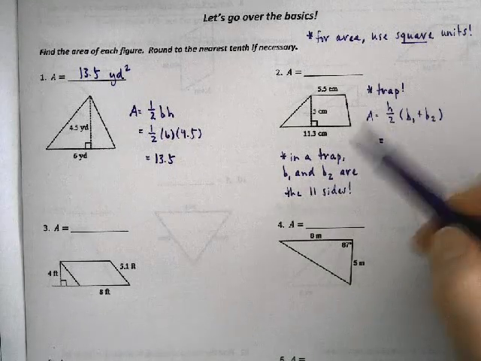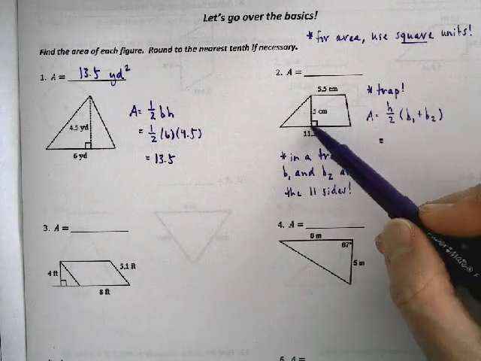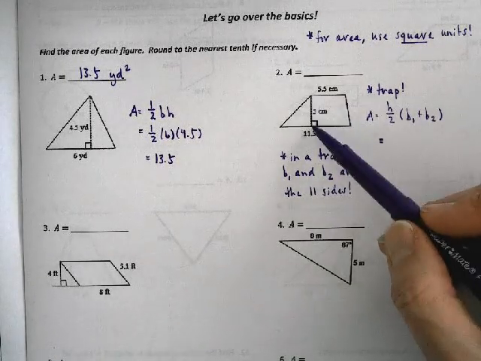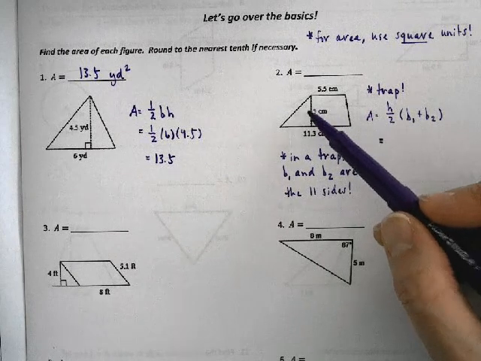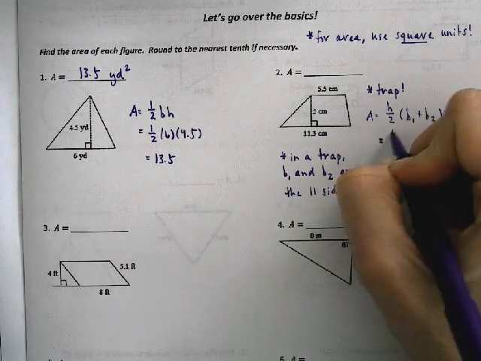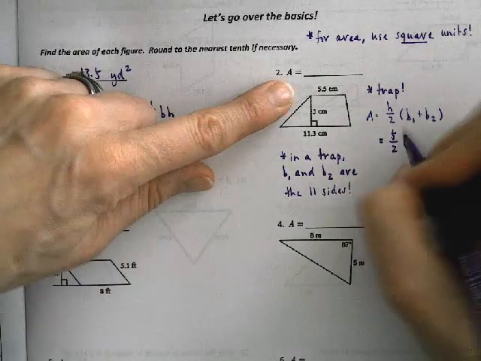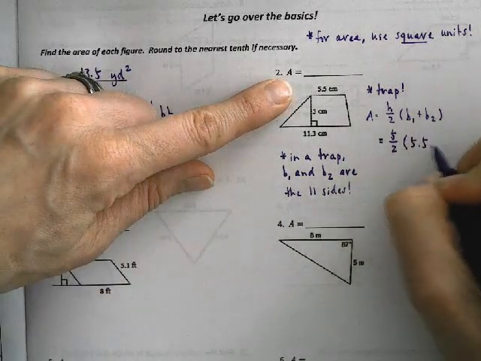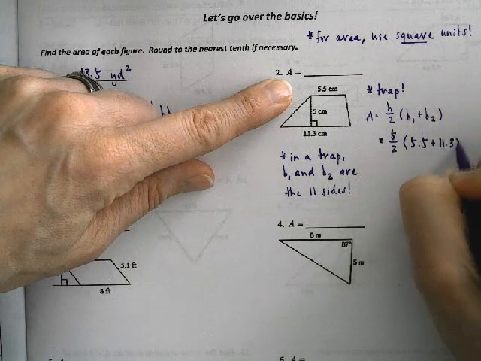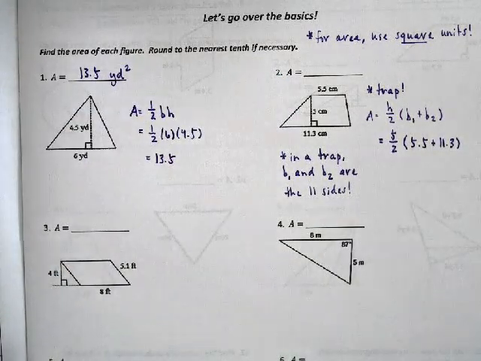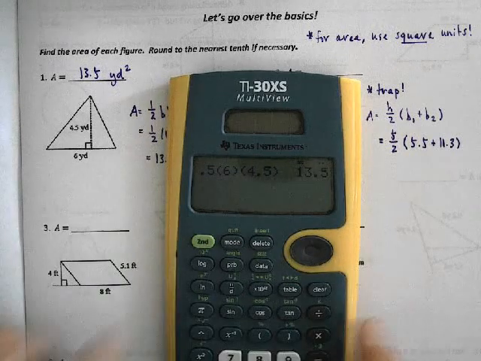As I'm looking at my example, we said the height had to be that perpendicular distance between the 2 bases. So this is perpendicular, so I know my height is 5. So I have 5 over 2. And then the lengths of my parallel sides, I have 5.5 plus 11.3. And again, then we just go to our calculator to get that answer.